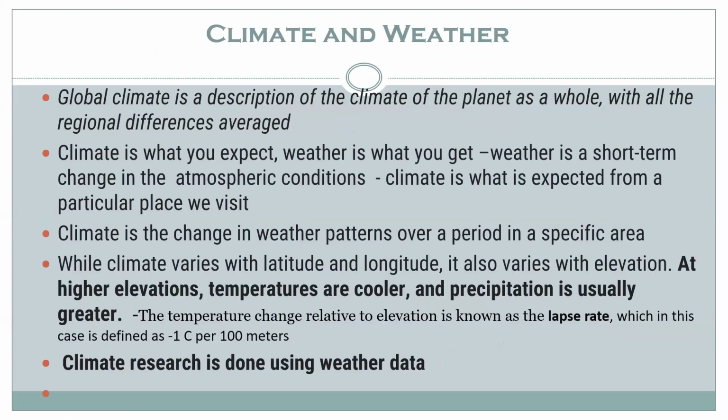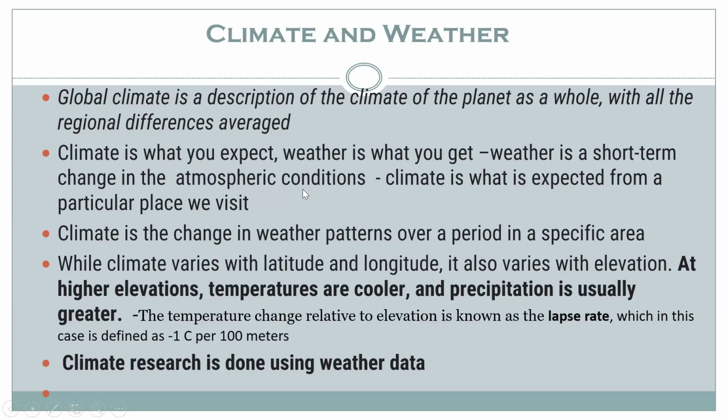Climate and weather. How do you explain climate and weather? Global climate is a description of the climate of the planet as a whole, with all the regional differences averaged. When somebody asks what is climate and what is weather, how do you answer? In the second point, I have mentioned it.